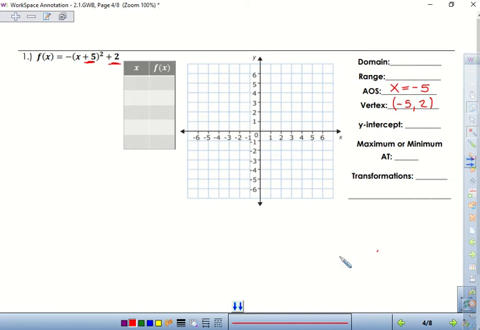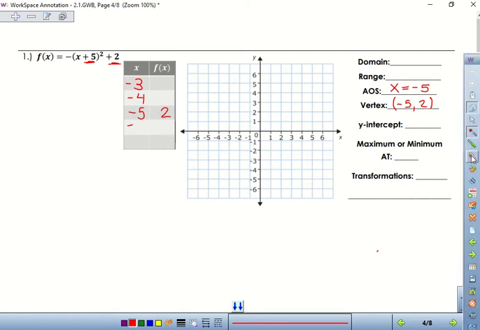So, next thing we're going to do is you're going to put your vertex in the middle of that table, okay? The vertex will always go in the exact middle of that table. Now you're going to find two values that are less than negative 5 and two values that are greater. And you can go by 2's or you can just go by 1's. Usually I'm going to go by 1's. And they have to be equidistant. So negative 4, negative 3.